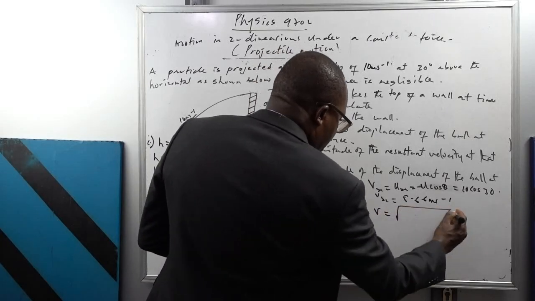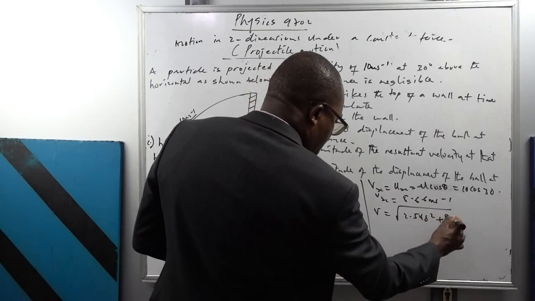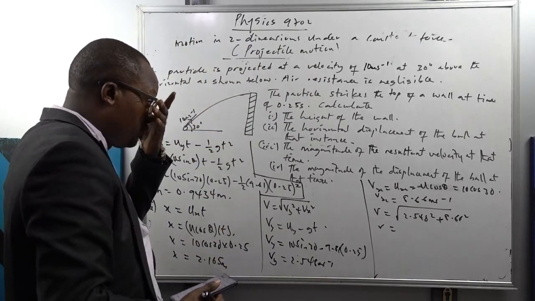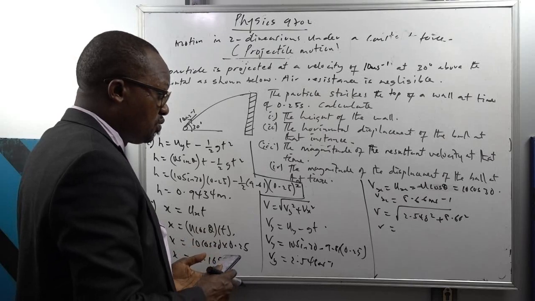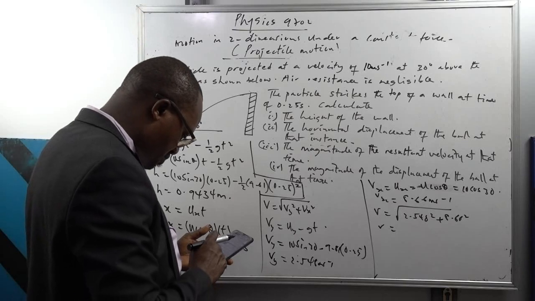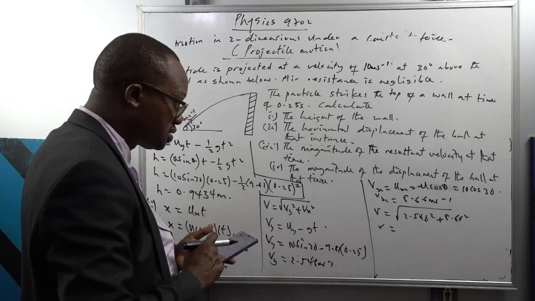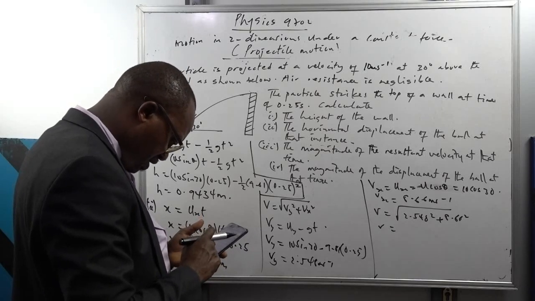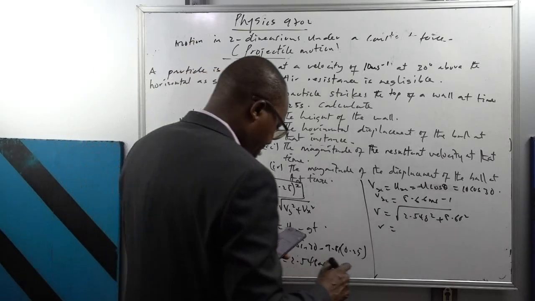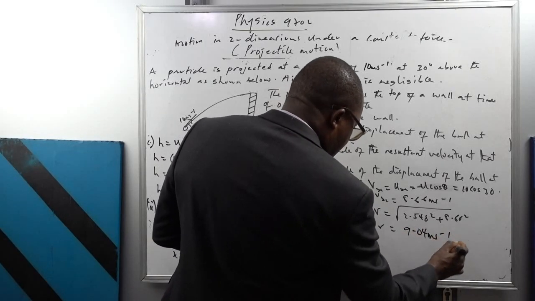So the value of the resultant velocity becomes the square root of 2.548 squared plus 8.66 squared. You use your calculator. If you use your calculator there, what will it give you? You have the square root of 2.548 squared plus 8.66 squared. So this will give you 9.04 meters per second.